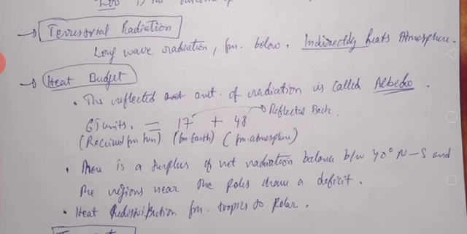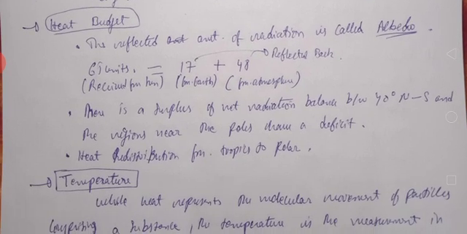Next point, terrestrial radiation. Terrestrial radiation is in the form of long wave radiation and comes from below, that is from the surface. Terrestrial radiation indirectly heats the atmosphere. Next point is heat budget. The reflected amount of radiation is called albedo. So what is albedo? Albedo is the reflected amount of radiation from the surface of the earth to the space.